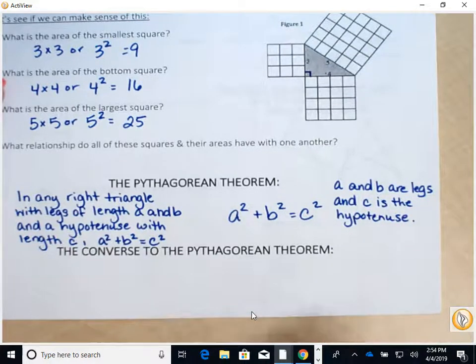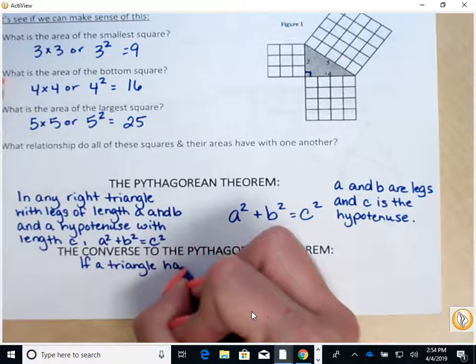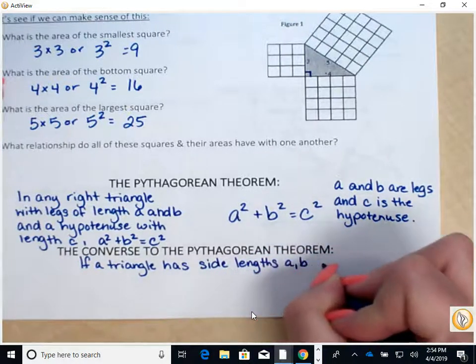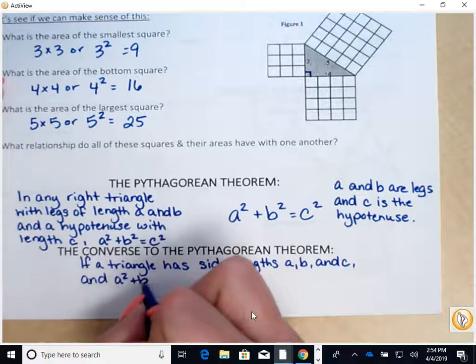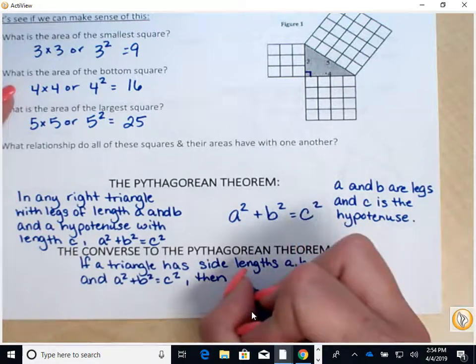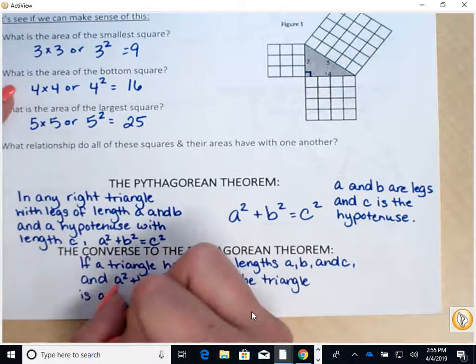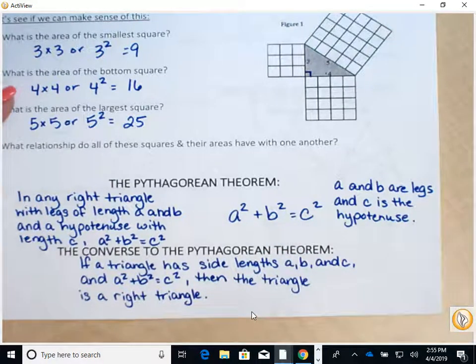All right. Now, the converse of that is also true. If a triangle has side lengths of A, B, and C, and A squared plus B squared equals C squared, then the triangle is a right triangle. So there's a couple ways to look at that.